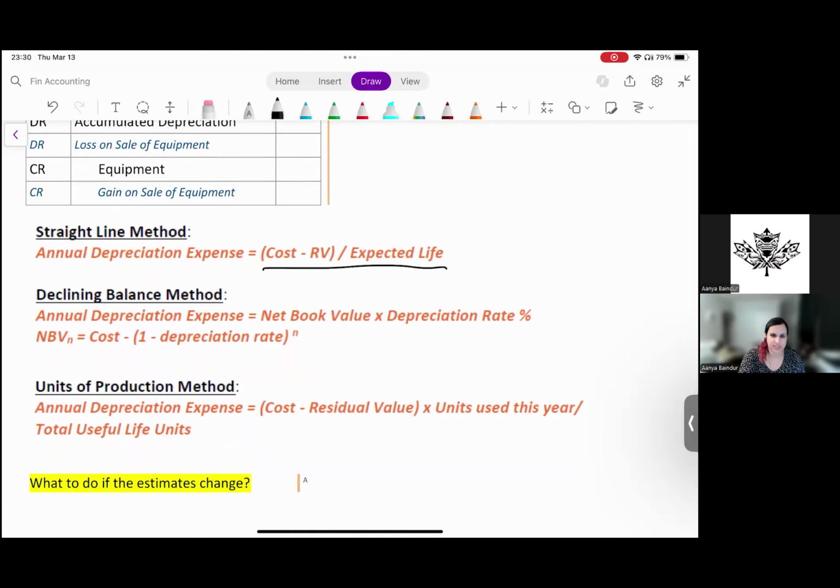The next one is the declining balance method. This one uses a percent, and each year we reduce the net book value by the depreciation percent. So let's say it's 30%. Each year we'll reduce the net book value by 30%, and we'll do that for each of the years to get to the depreciation expense.